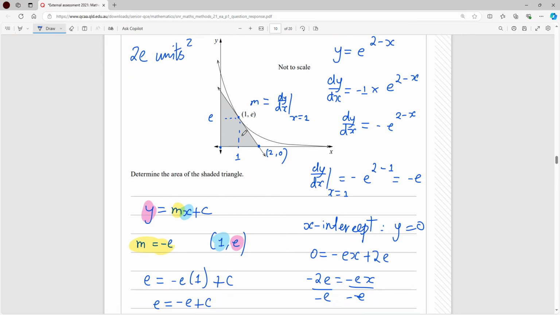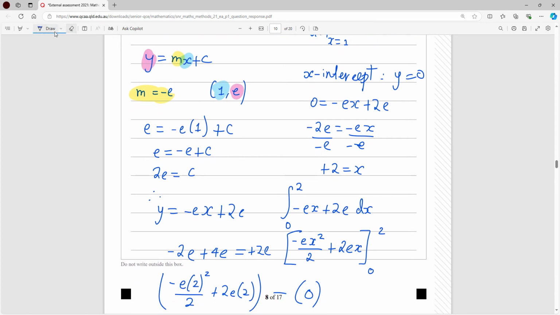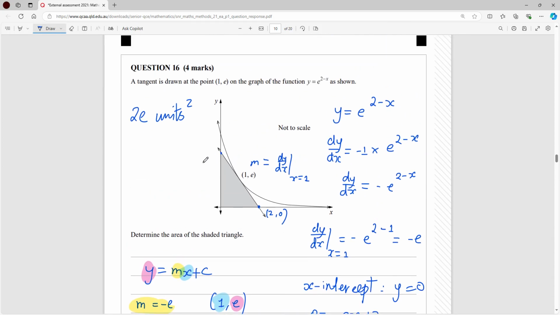Now, the other way to find it, okay, you can do it using the triangle. So you don't have to do that integral, but you will still need your tangent line, okay? So that is your y-intercept, okay? So that means this coordinate up here is (0, 2e), okay? So that means that height there is 2e, and that length there is 2.